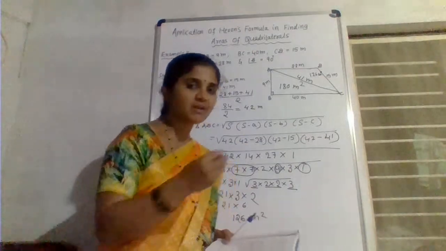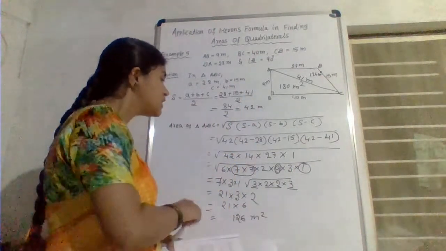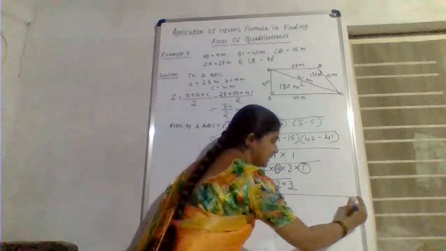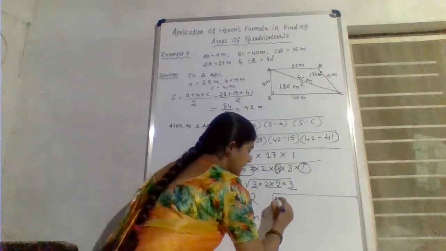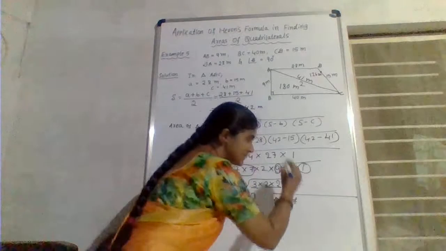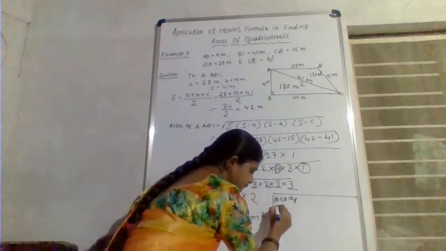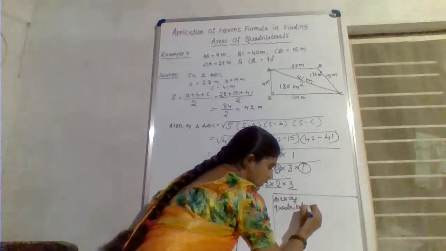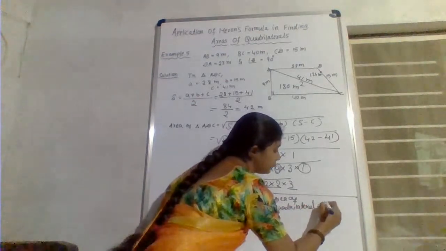Then it is nothing but the area of the quadrilateral. Then what do we have to do for that? Area of quadrilateral, here I'll write. Clear now? Okay. I'll use the area of quadrilateral, which is equal to, so we have to add both the areas, no?